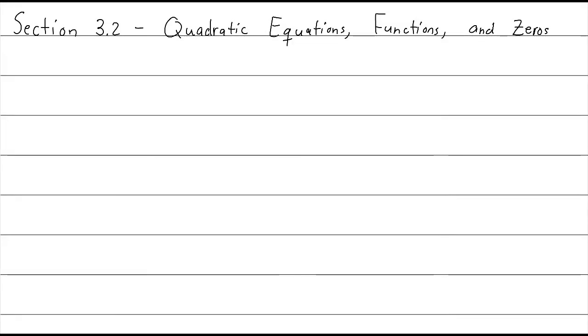Section 3.2, quadratic equations, functions, and zeros. Okay, section 3.2 is one of the biggest sections that we're going to go over. There's a lot of information in this section here, and a lot of different techniques for solving the types of equations that we're going to be solving. Okay, so let's first start off by defining a few things.